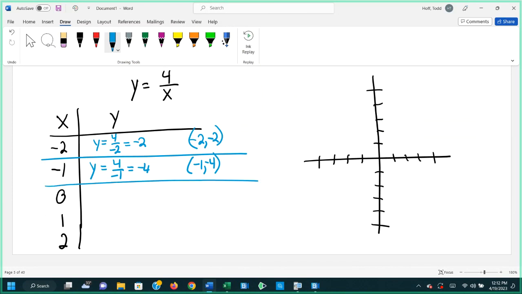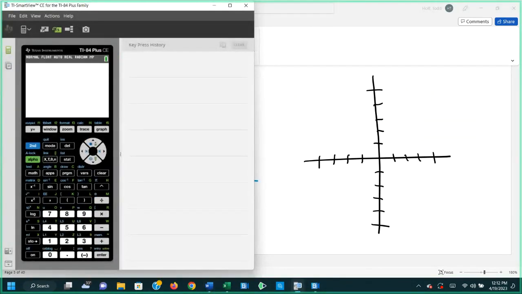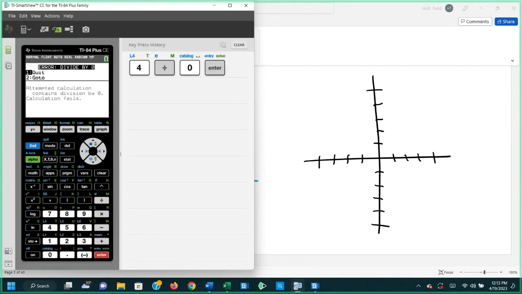If x is 0, y is 4 divided by 0. Now that gives us some problems. If I do 4 divided by 0, it gives me an error. You cannot calculate by dividing by 0.